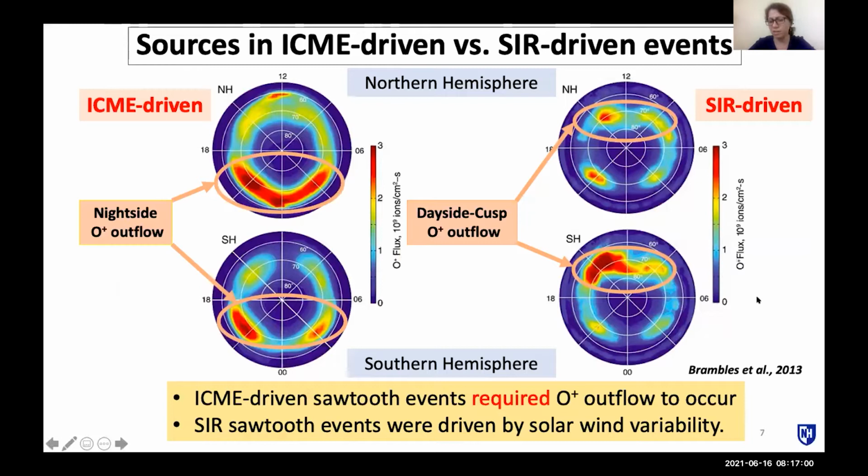In another study, Brambles divided Sawtooth events in two groups of ICME-driven Sawtooth and SIR-driven Sawtooth. And he realized that only for ICME-driven Sawtooth events, he needs to include oxygen ions in the LFM global model. In this figure of his paper, the concentration of oxygen ions in the ICME Sawtooth event is in the night side region of aurora, and for the SIR events, the concentration is in the day side region of aurora.